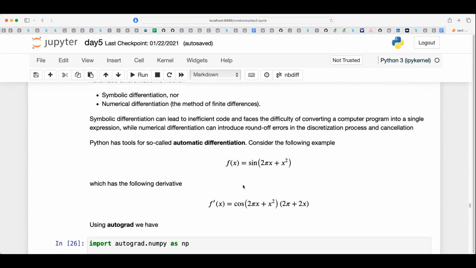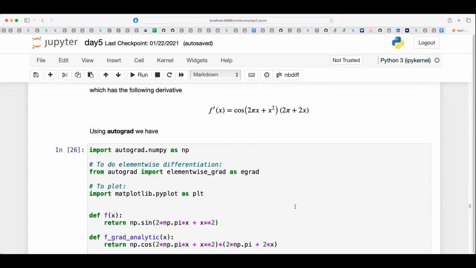So take the following function, which you see here, f of x, and this is the analytical derivative. Now, this analytical derivative, as you can see, contains many operations. As we will see next week, we can actually reduce this calculation to fewer operations than the analytical expression, which is also interesting. And with AutoGrad you have an element-wise gradient, and you would simply import that from AutoGrad in terms of this function egrad.